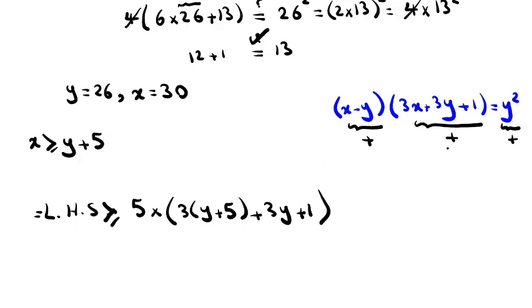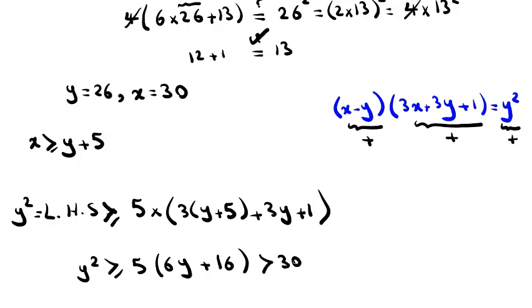And we know left hand side equals right hand side equals y squared. So we can say y squared is greater than or equal to 5 times 3y plus 3y, 6y plus 15 plus 1, 16. So we can say it is greater than 30y. So if we divide both sides by y, y is greater than 30.